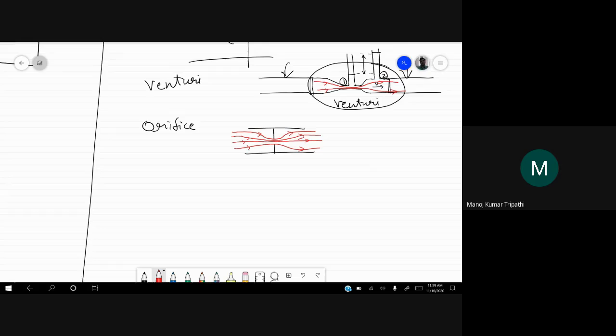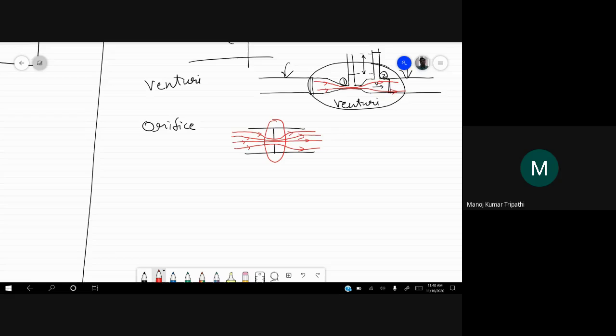And for an orifice meter also you have a similar flow pattern. There are some differences, of course, but this is much easier to make. You don't have to make a shape like a Venturi meter. You don't have to make it so big. You can just have a small piece of equipment which is very easy to construct. You just have to put a plate with a hole in between two pipes. Okay, that is the orifice meter.